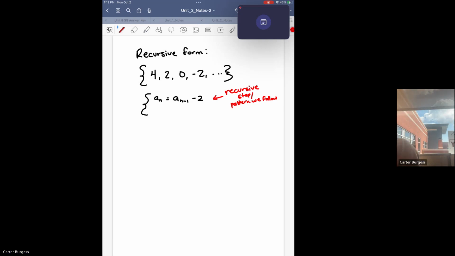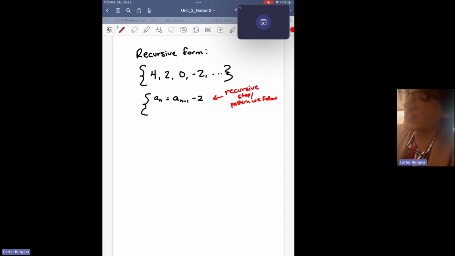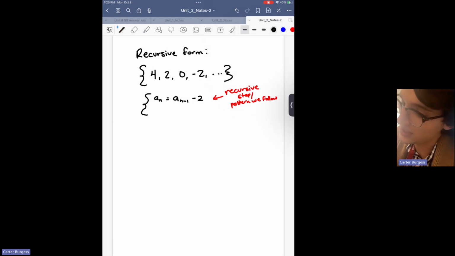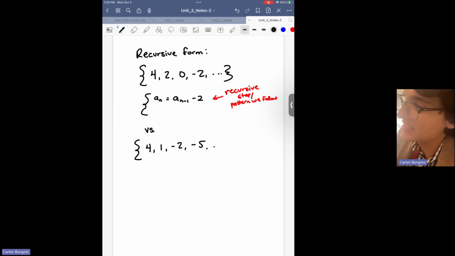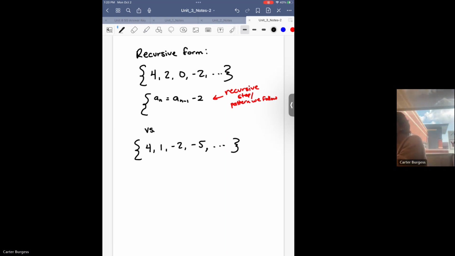Now, is it enough to talk about just the recursive step? Well, sometimes the recursive step is enough to differentiate one sequence from another. For instance, if I were to compare this sequence that I have here with the sequence of 4, 1, -2, -5, it's very clear that the difference is the pattern that we are following. For when I'm subtracting 2, for when I'm subtracting 3, giving you this recursive step would be enough for you to say, okay, this is referring to my sequence that's above versus my sequence that's below.